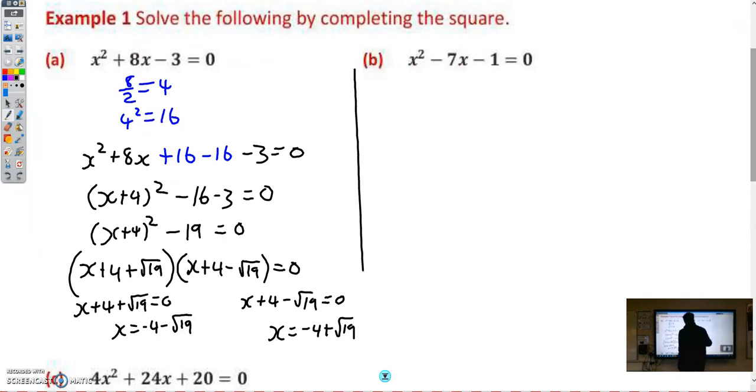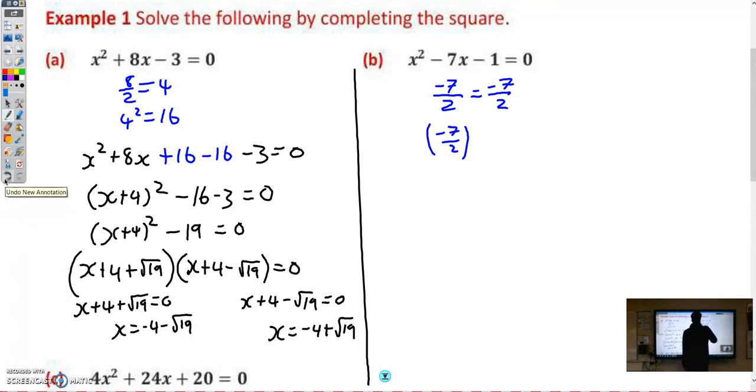Looking at example B, we have x squared minus 7x minus 1. Once again, we check to make sure we have 0 on the right-hand side, and then we go about completing the square. So we have negative 7 on 2. I'm going to leave that as a fraction, so it's equal to negative 7 on 2. I'm going to square it, which will give me 49 on 4. I'm going to add and subtract it.